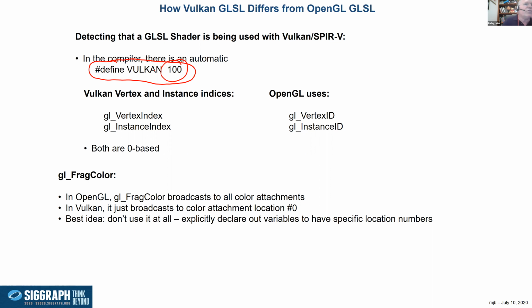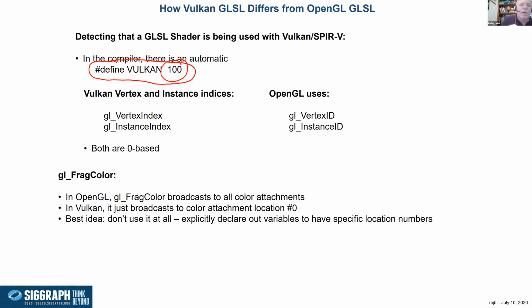Besides the fact that it's Vulkan, there's also this version number. This would be 1.0. So you can have 110 for version 1.1 and 120 for version 1.2. Yeah, that works great. So I'm really glad they did that. I've done this a few times now, and it works wonderfully.